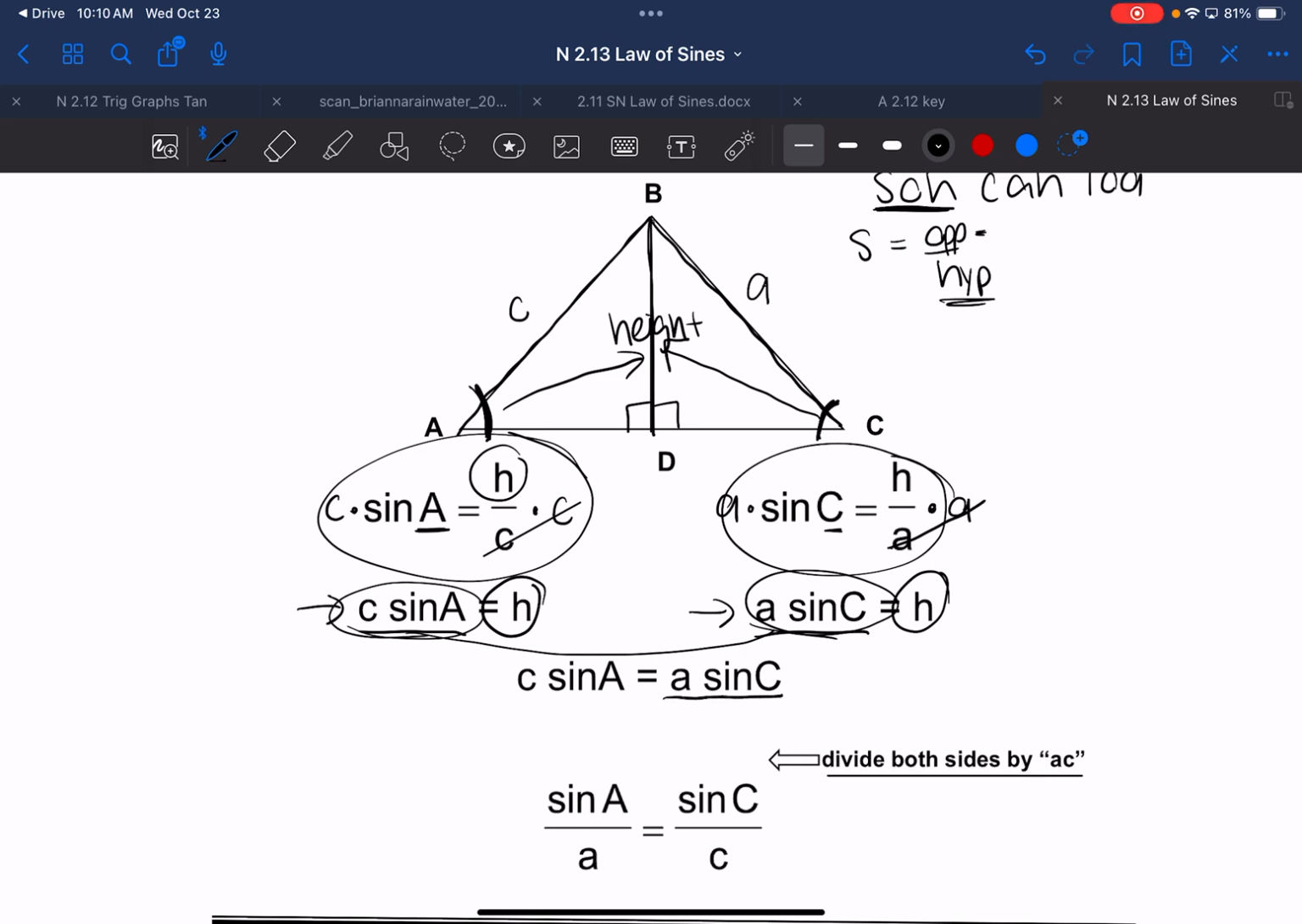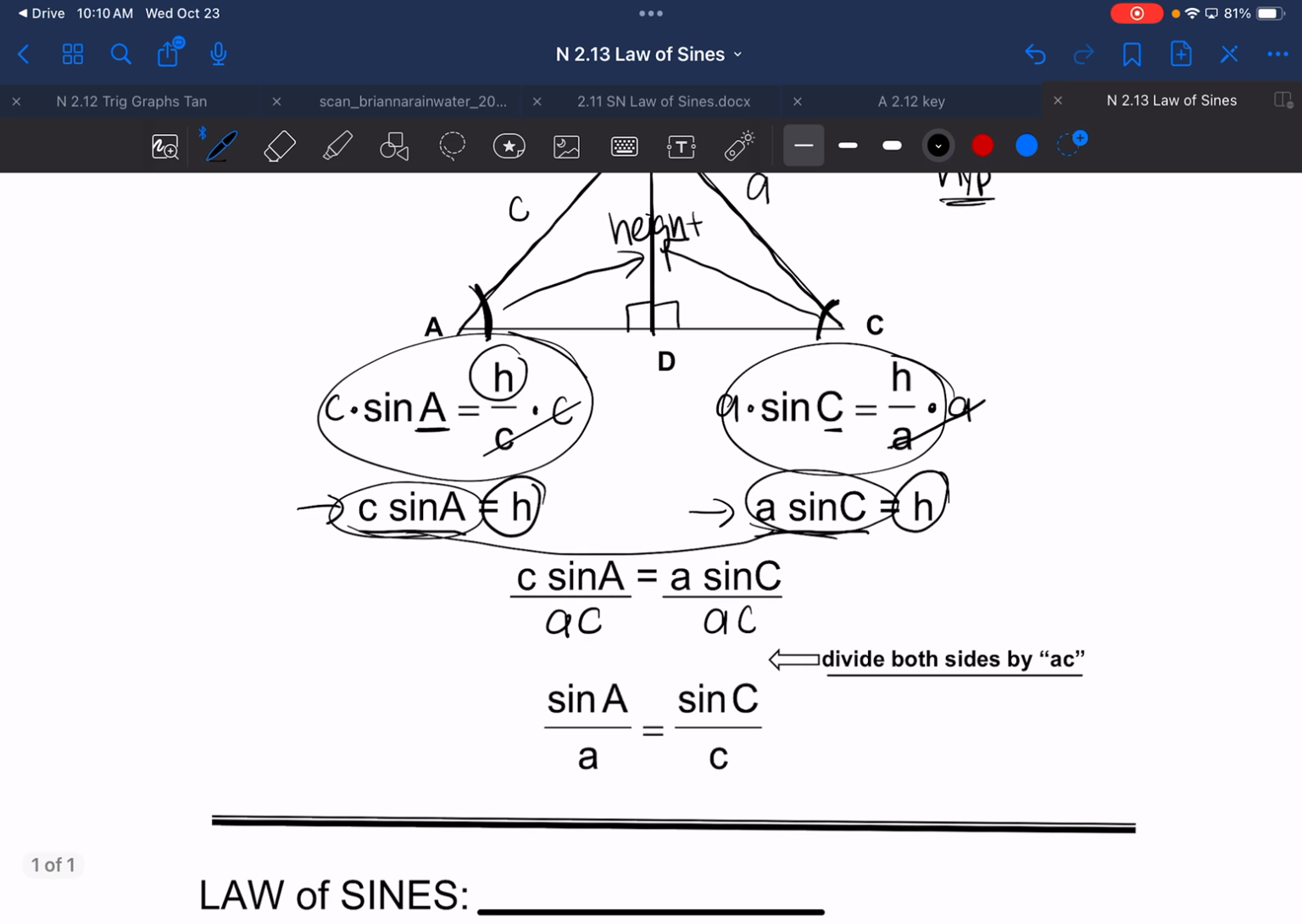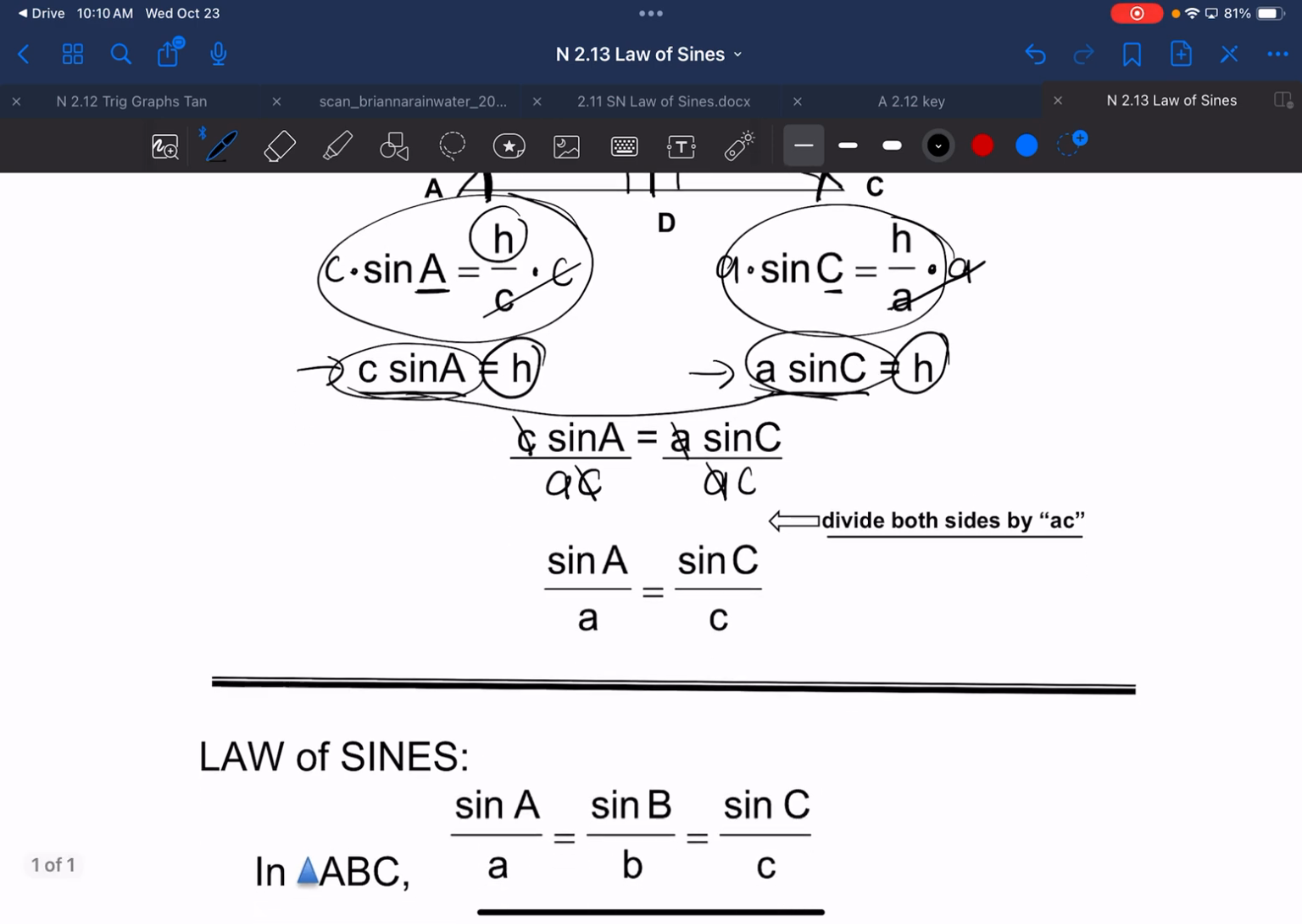So let's do that. I'm going to divide both sides, this piece and this piece, both by ac. Well, over here on the left side, there is no lowercase a in the top, but there is a lowercase c, so those two would divide out. And on the right side, what can I get to divide out? That lowercase a. So we end up left with sine of A over side a is equal to sine of angle C over side c. And that is our law of sines.